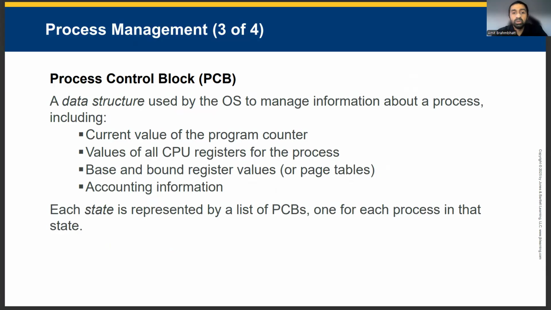Here, the slide introduces the process control block, or PCB. The PCB stores all information the OS needs to manage a process: its program counter, CPU register values, memory limits, and accounting data. Each state, ready, waiting, etc., has its own list of PCBs. When a process changes state, its PCB is moved between these lists. The PCB is the OS's control center for tracking every active process.